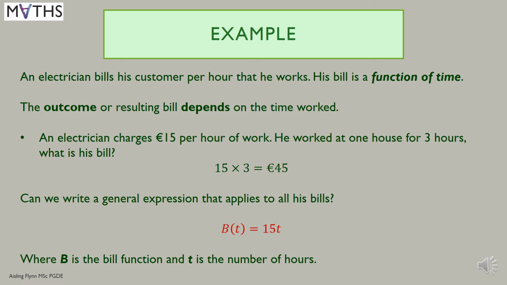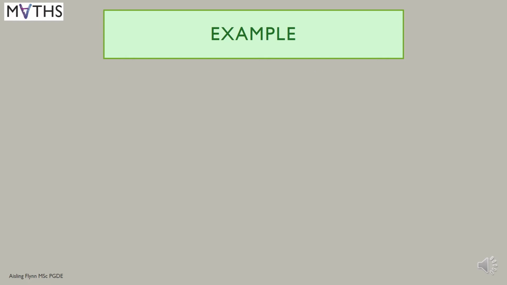And let's just explain some of the notation. So where B is the bill function. Okay, so here's our function. Our function is B, and B changes depending on T, time. How do you calculate the B? You do 15 multiplied by T, which is the time. So this is our variable, what changes. Let's try elaborate on that a small bit.